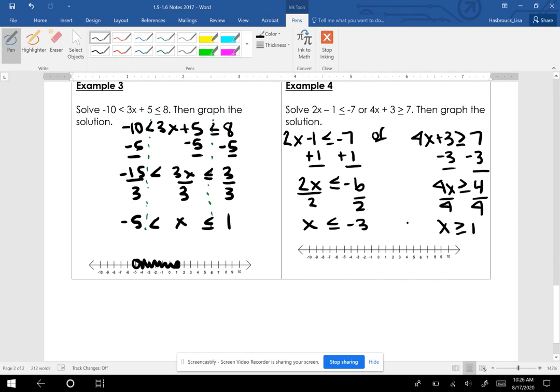Now the important thing is to remember at the end for your answer, you put OR between your two problems. So our answer is x is less than or equal to negative 3, or x is greater than or equal to 1. Now to graph this, I put a closed dot at negative 3. Shade to the left, closed dot at 1, shade to the right, and we're done.